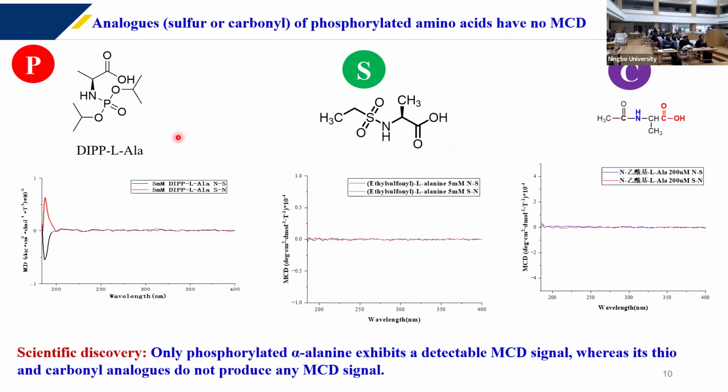Our findings reveal a critical selectivity in magnetic response behavior. Only phosphorylated alpha alanine generates a detectable MCD signal, whereas its sulfur substitute and carbonyl-modified analogs show no MCD activity under identical experimental conditions. This data contrast tells us the unique role of the phosphate group.